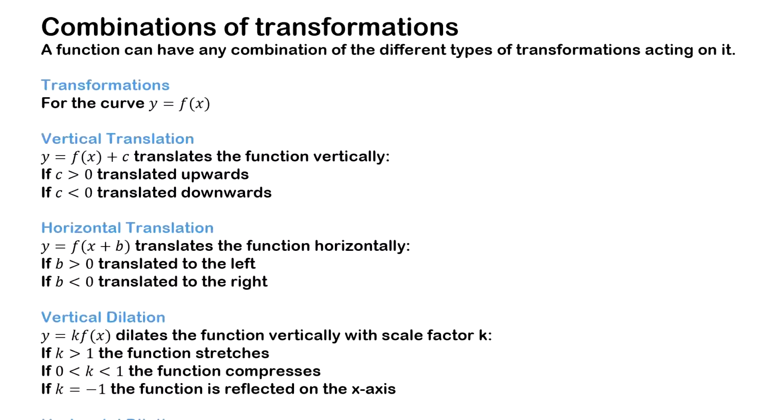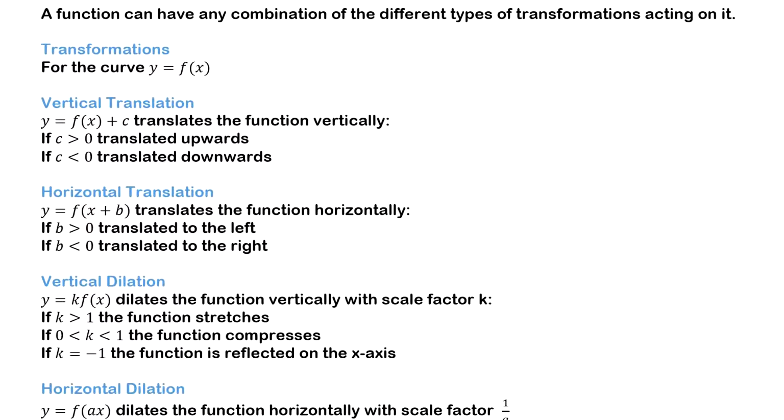In this video, we're going to cover combinations of transformations. So a function can have any combination of the different types of transformations acting on it. Remember, a vertical transformation is given by your constant c. If c is greater than 0, it's translated upwards. If c is less than 0, it's translated downwards.